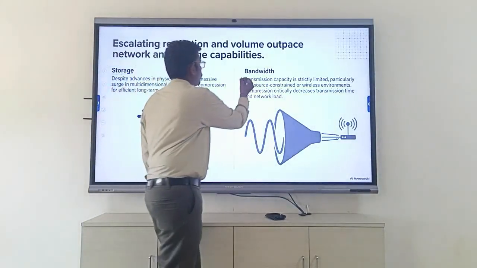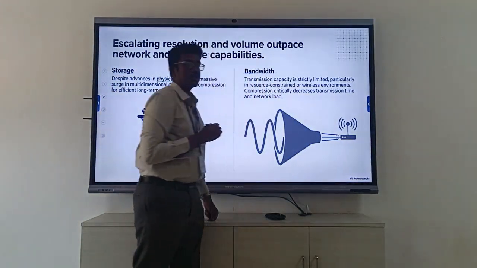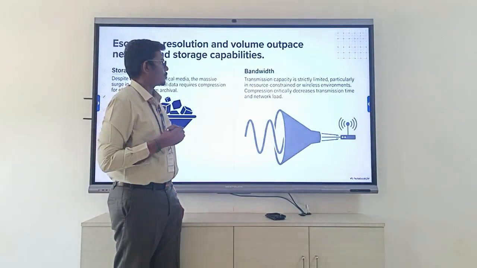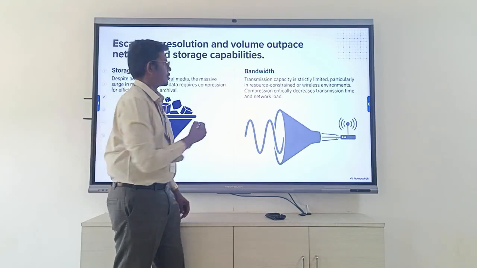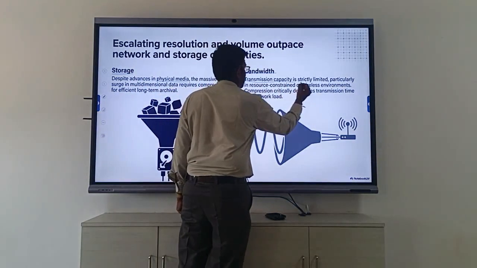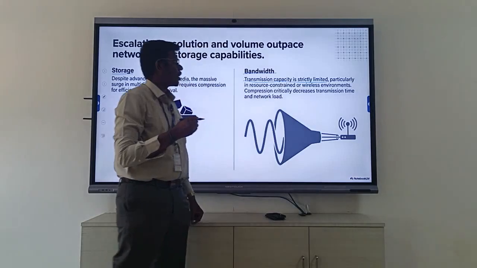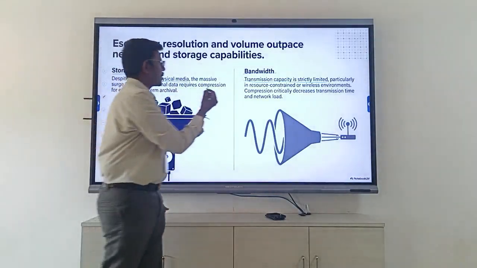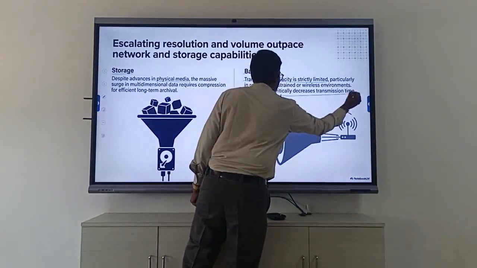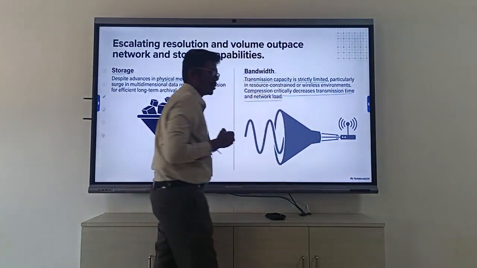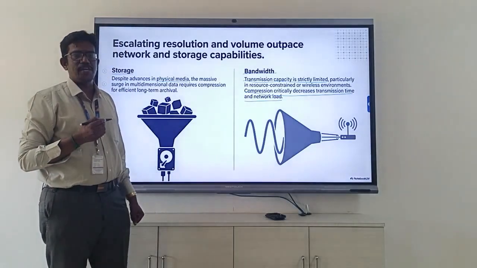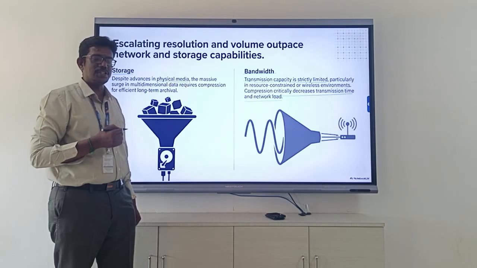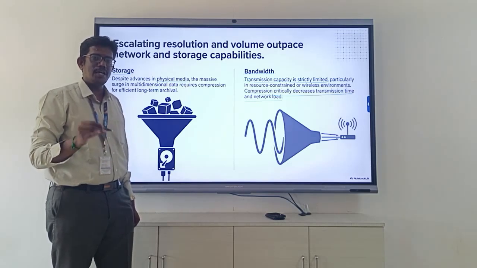Next we reduce the storage data with respect to the bandwidth requirement. The transmission capacity is strictly limited, and particularly in resource-constrained or wireless environments, compression critically decreases the transmission time and network load. Nowadays we have 5G to 6G transmission bandwidth. In earlier days, 1G, 2G, 3G, 4G had limited bandwidth.